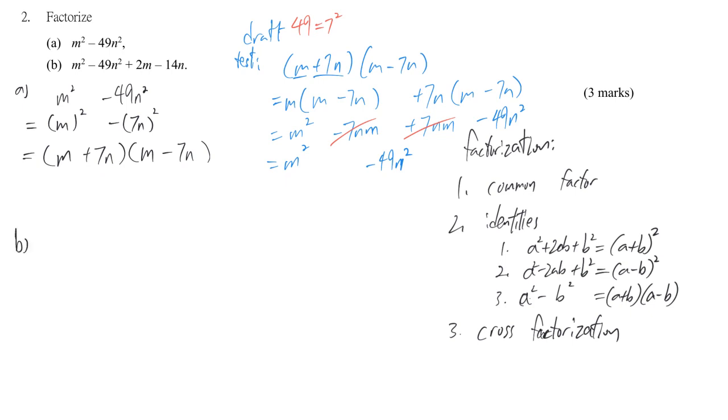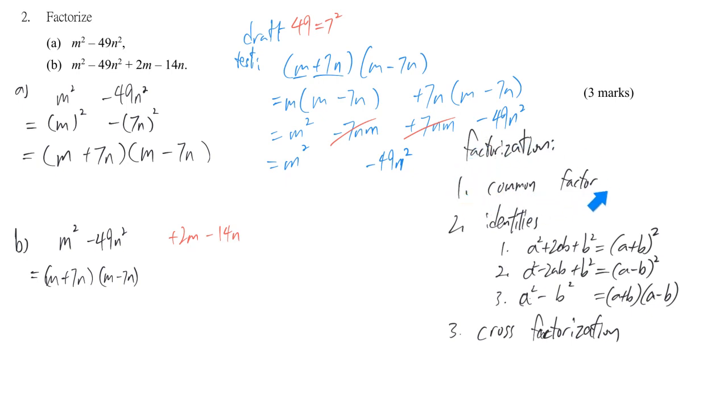Afterward, we focus on part B, and in part B, you know the first two terms are exactly the same as part A. So for this part, we are going to use our results in part A. m plus 7n, m minus 7n. And then at the back, we still have two extra terms, which is plus 2m minus 14n. So we have to think about it. We are going to factorize it.